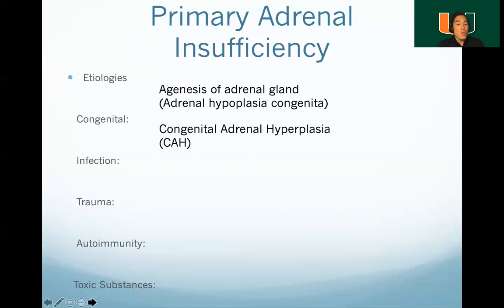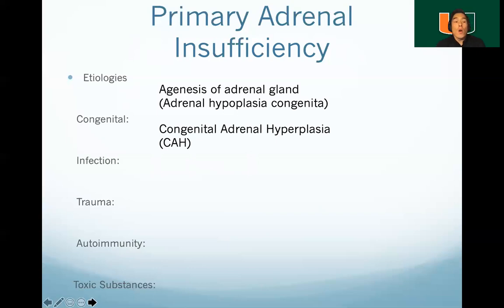congenital. Remember, you can have agenesis of both adrenal glands. Now, this condition has a fancy name called adrenal hypoplasia congenita, AHC. It's different from the other congenital form, which is called congenital adrenal hyperplasia, or CAH, right? So we're going to be talking more about this in the second video, focusing on CAH.